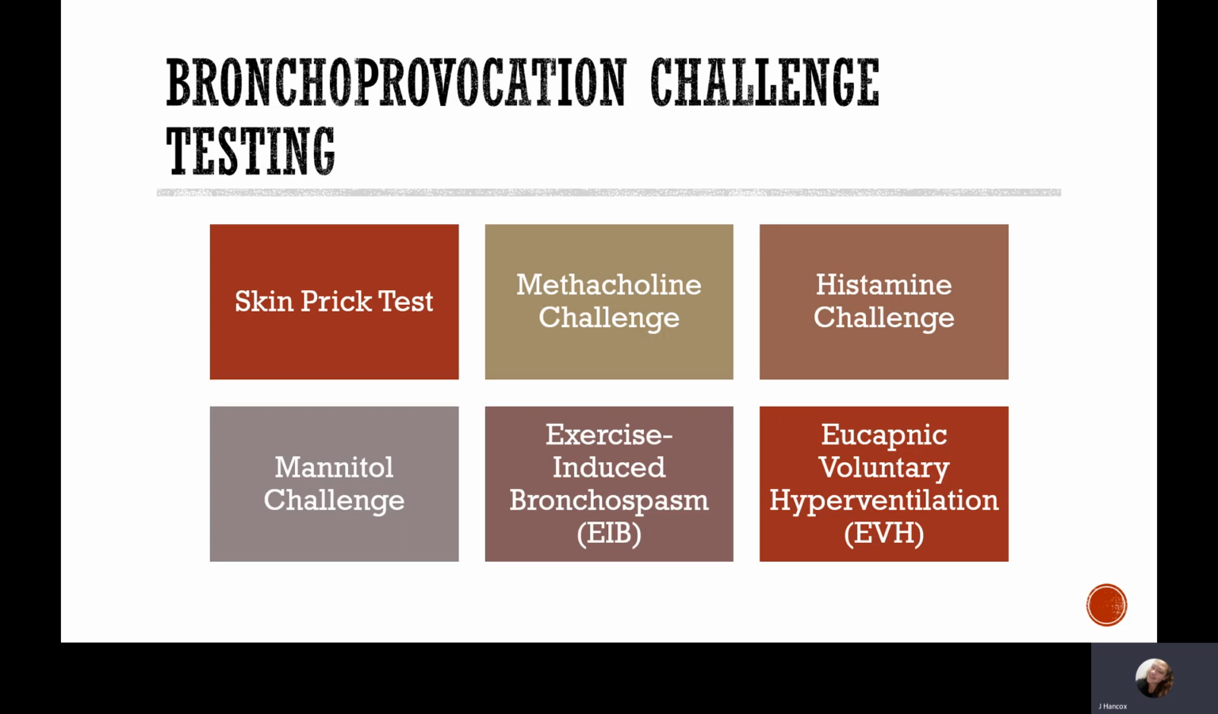Then we have exercise-induced bronchospasm testing. This basically tests for exercise-induced asthma, if you want to call it that. It checks to see if you'll have bronchospasms during exercise, which can occur with a lot of people. They might not be affected by their asthma, except when they're exercising.